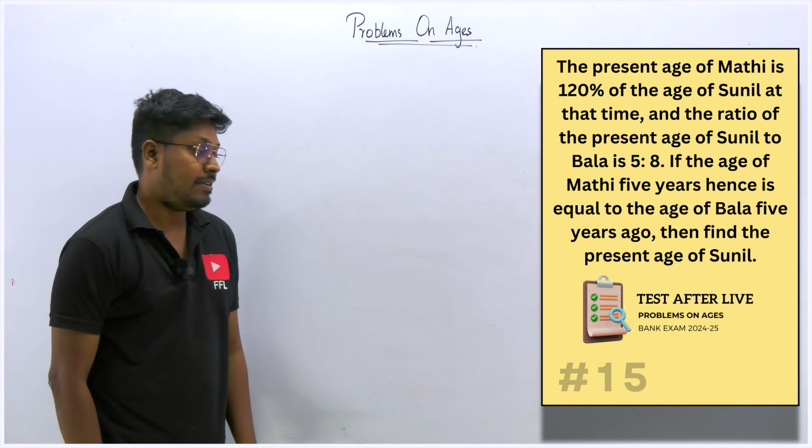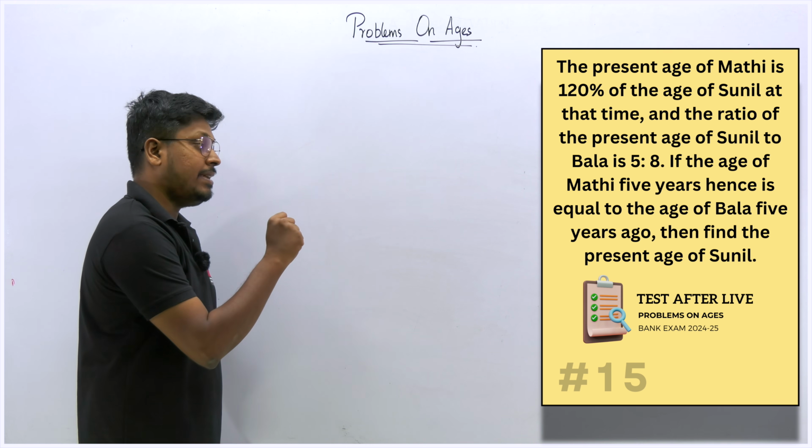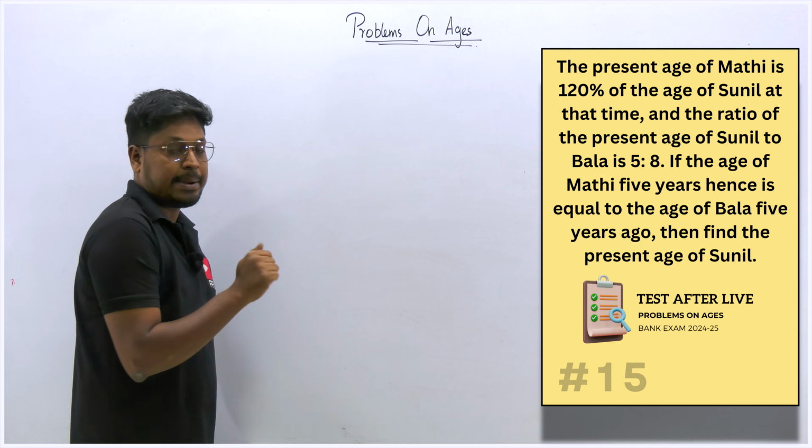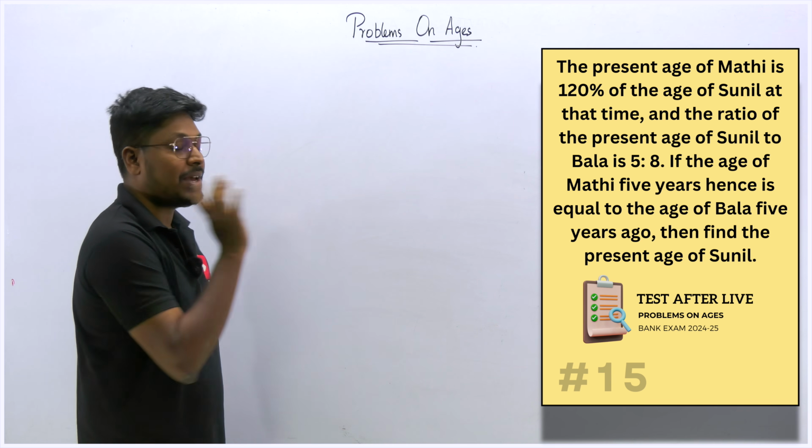Question number 15. So the present age of Mati is 120% of the age of Sunil at that time. And the ratio of the present age of Sunil to Bala is 5:8.